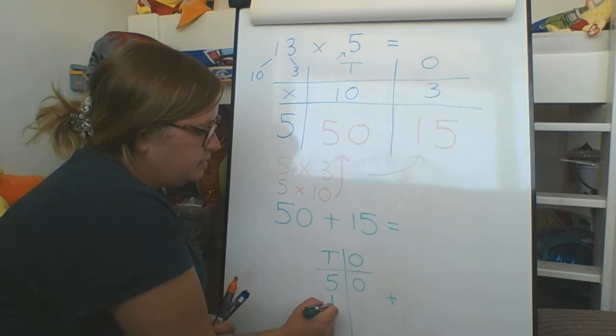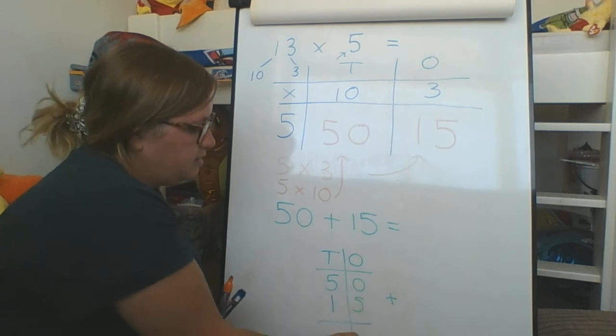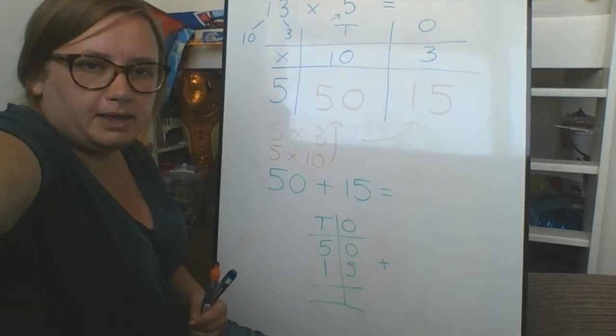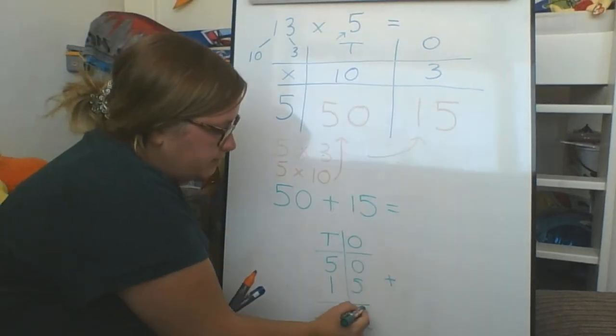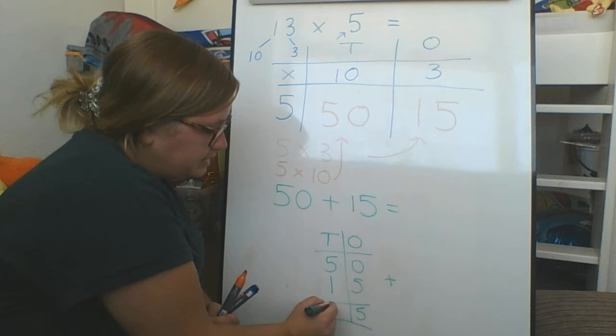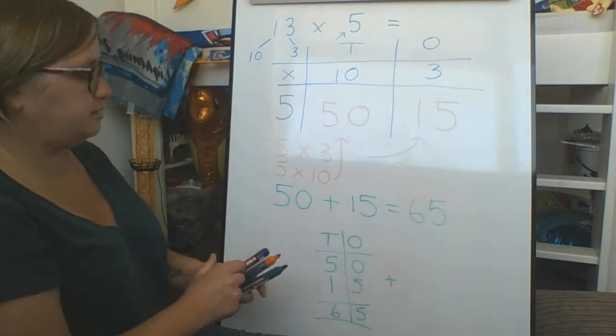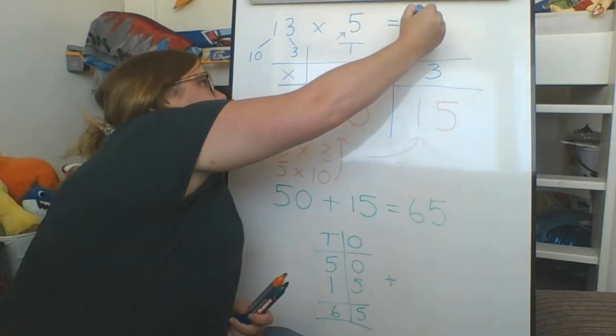50 add 15 equals, just tilt that camera a little bit. Start in the ones column, 0 add 5 is 5. 5 tens add 1 ten is 6 tens. So my answer is 65.